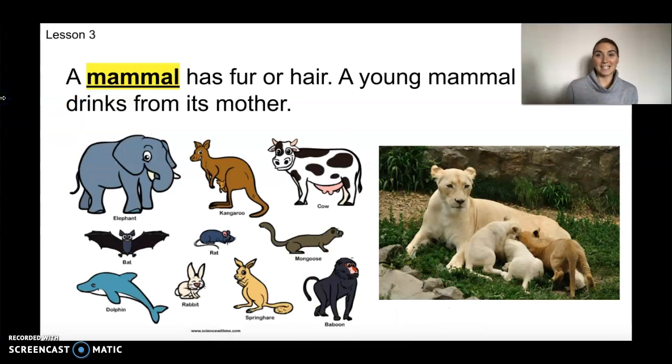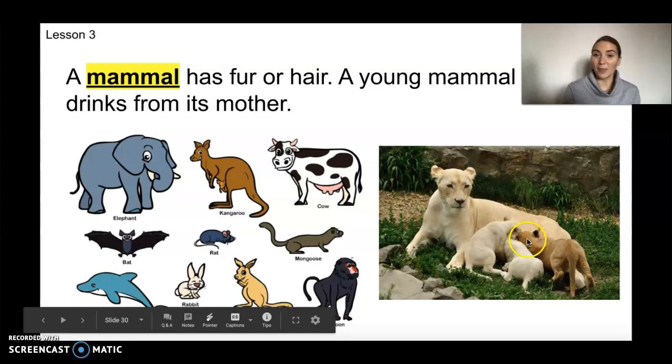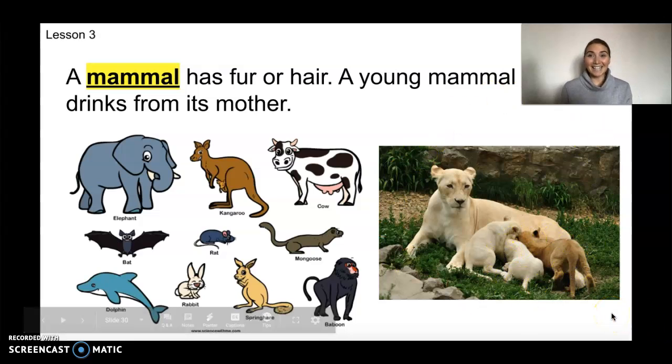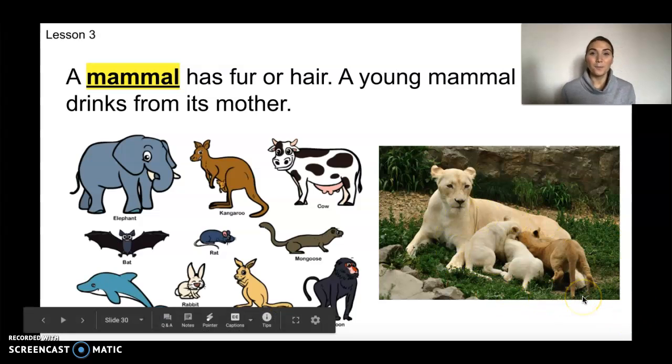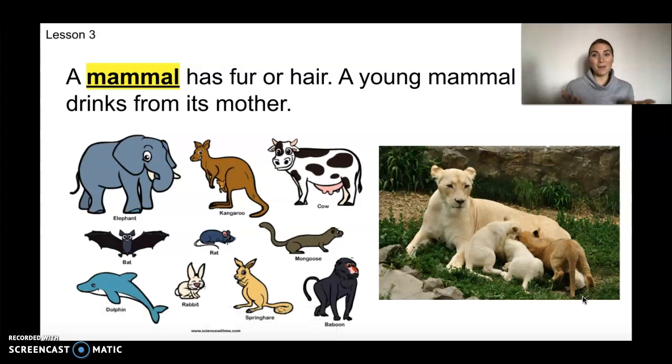The first classification we are going to look at is called mammals. A mammal has fur or hair. A young mammal drinks from its mother. So here in this picture, we can see that this lioness is feeding her baby cubs with her milk. This is how baby mammals get food.